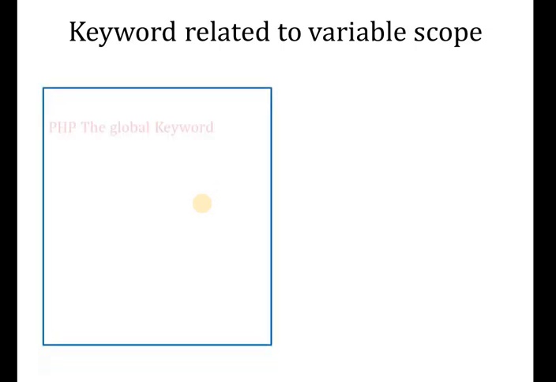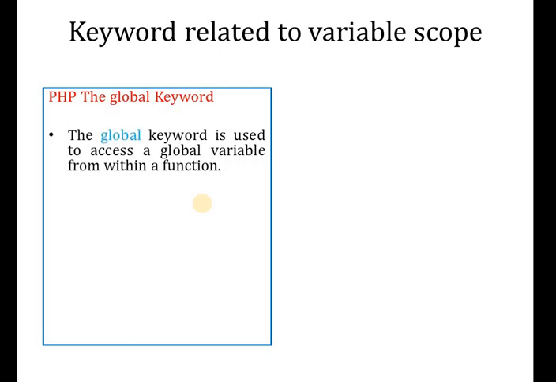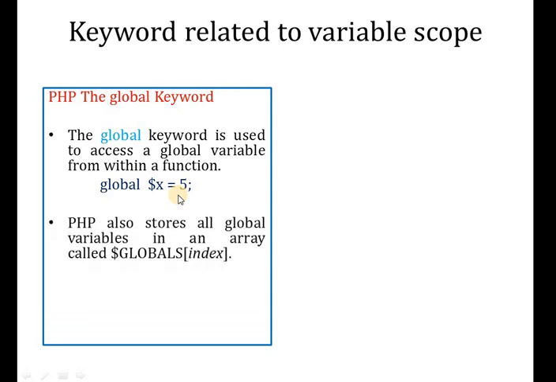Okay, now let's see this global keyword and another keyword. The global keyword is used to access a global variable from within a function. For example, if I wanted to use x inside my function, then I just need to declare it as global $x while declaring. PHP also stores all the global variables in an array called $GLOBALS. Now if you have declared $x = 5, $y = 10, $z = 3, just like that.